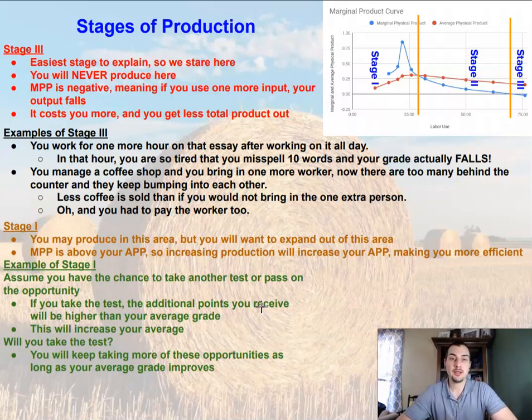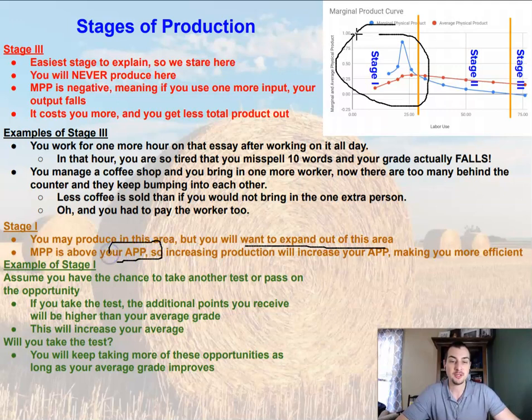Now, stage 1. You're not really going to produce at stage 1, and if you do produce at stage 1, you're not going to stay there very long. You may produce in this area, but you want to expand out of this area. You want to get out of this area as quickly as possible, increase production. So remember, if MPP is above your APP, if your marginal physical product is above your average physical product, then increasing production will actually increase your average physical product, making it more efficient.